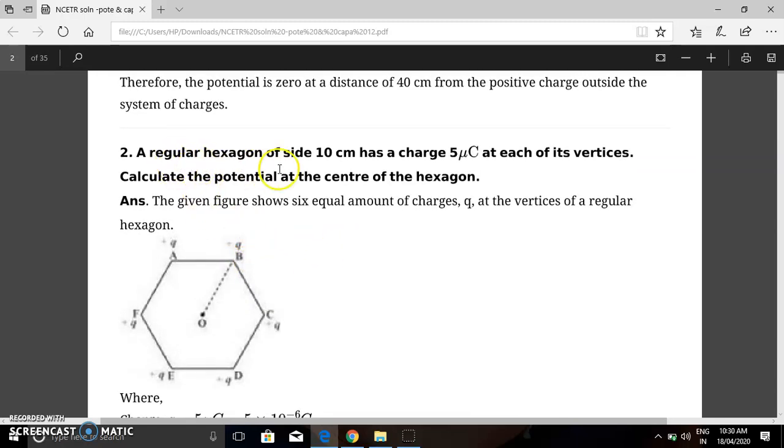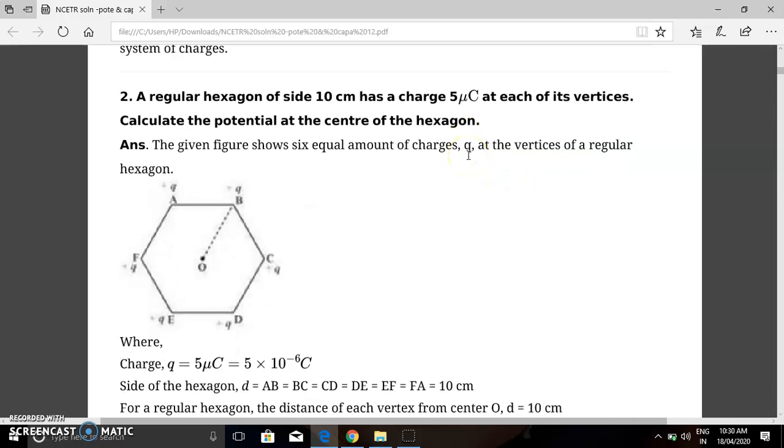Consider a regular hexagon of side 10 centimeter that has a charge of 5 microcoulomb. So my dear students, whenever charge is given in microcoulomb, we have to convert it into coulomb. How do we convert microcoulomb into coulomb? By multiplying by 10 raised to minus 6, isn't it? So 1 microcoulomb is nothing but 10 raised to minus 6 coulomb. So at each of its vertices. Once again I read: a regular hexagon of side 10 centimeter has a charge of 5 microcoulomb at each of its vertices. Calculate the potential at the center of the hexagon.